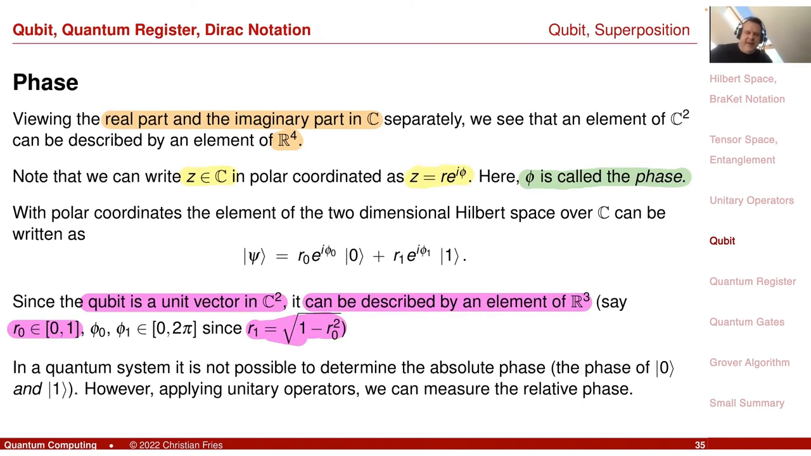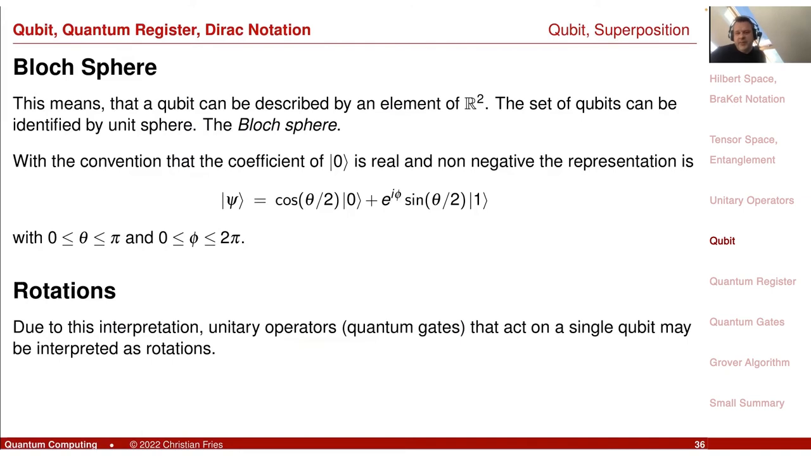And now we have that in a quantum system, we perform a measurement. Actually, we cannot measure the phase. But if you have unitary operators at hand, you can measure the relative phase. You cannot measure the absolute phase, so the phase of both. So this singles out one phase. And this means that a qubit can be described by an element in R2.